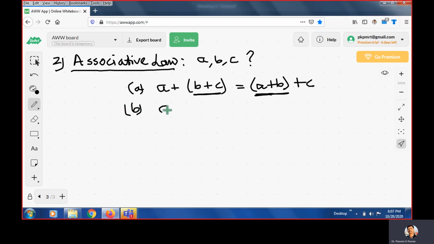And same is for multiplication. A times (B times C) is equal to (A times B) times C. Clear? So what type of question we will ask from this topic in exam?